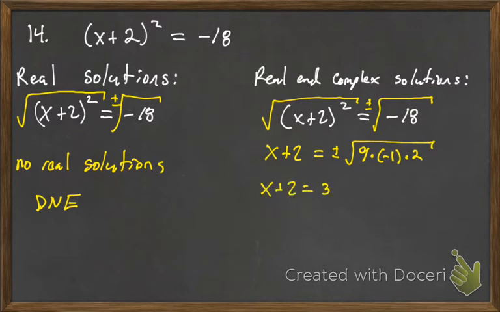X plus 2 is equal to, we forgot our plus or minus. Don't forget your plus or minus. So x plus 2 is equal to plus and minus 3i.